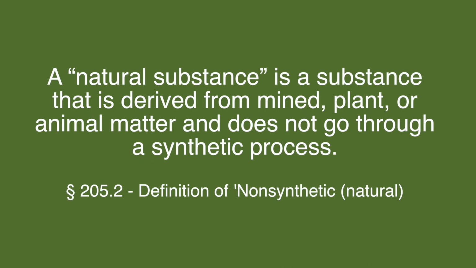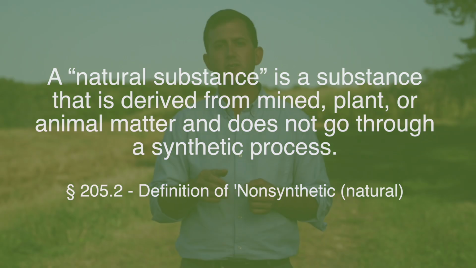When selecting fertility inputs, lean on natural substances as much as you can. The National Organic Program defines natural as a substance that's derived from mined, plant, or animal matter and does not go through a synthetic process. The organic regulations allow all natural substances to be applied on organic farms with some pretty specific exceptions. Some common natural fertility inputs used on organic farms might include fish emulsions, pelleted poultry manures, mined lime, and gypsum.